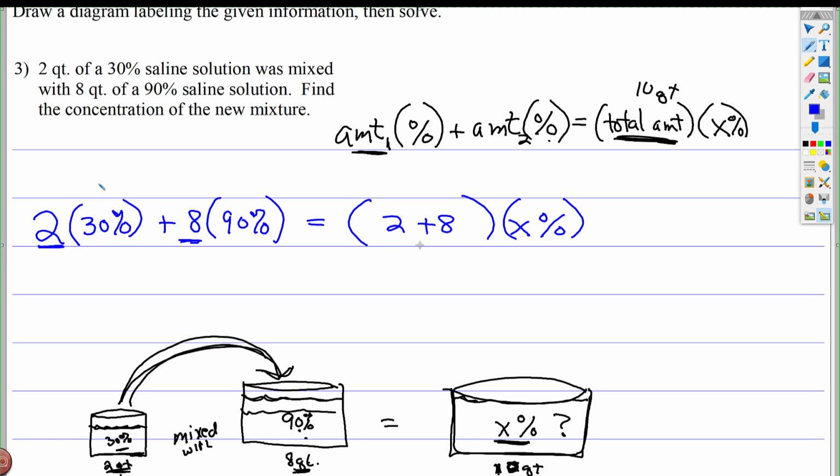Well, 30% is the same thing as saying 0.3, and 90% is the same thing as saying 0.9. So when you multiply 2 times 0.3, you get 0.6. And then 8 times 0.9, well, that's almost 1, so you're going to be almost at 8. Look at 8 times 9 is 72. So add that decimal in there and you have 7.2.